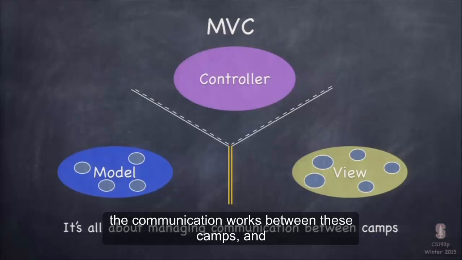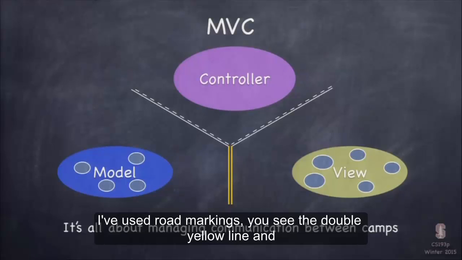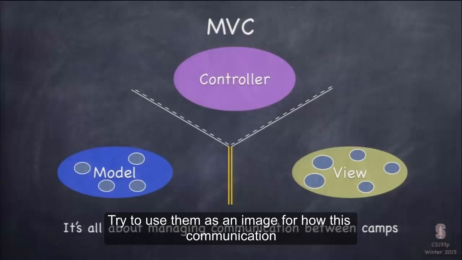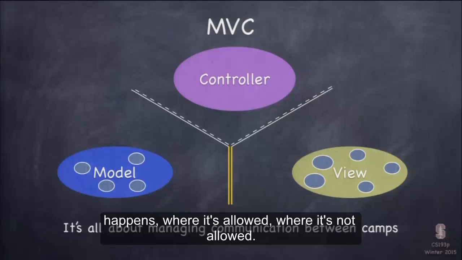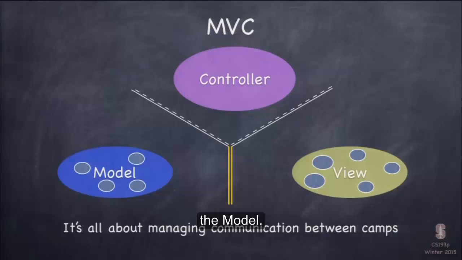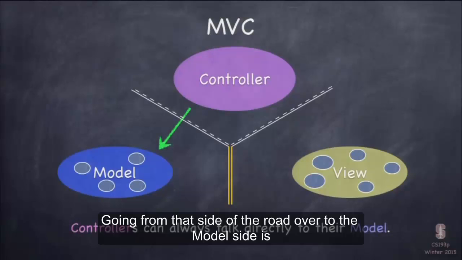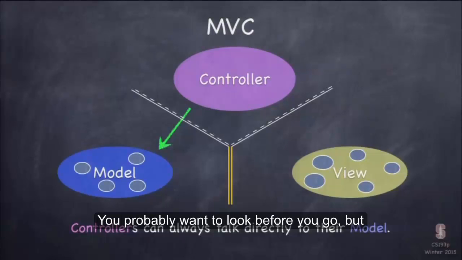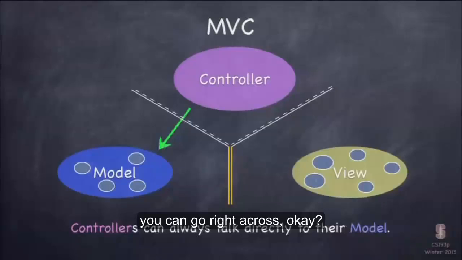And so I'm going to try to summarize how the communication works between these camps. And I've used road markings. You see the double yellow line and then the dashed white line. So that's like you're driving in your car. Try to use them as an image for how this communication happens, where it's allowed, where it's not allowed. So let's talk about the controller talking to the model. Going from that side of the road over to the model side is a dashed white line. In other words, you can head right across there. Probably want to look before you go, but you can go right across.